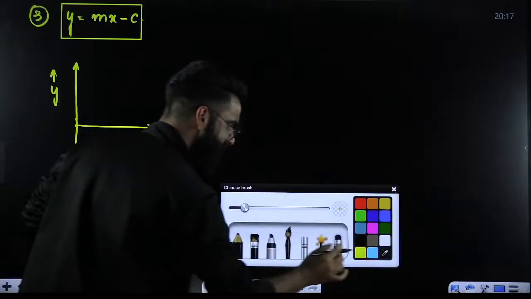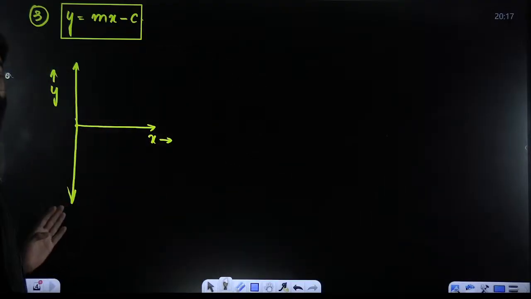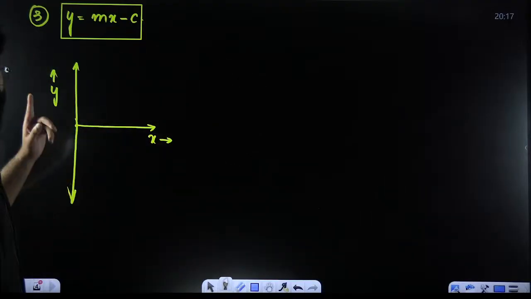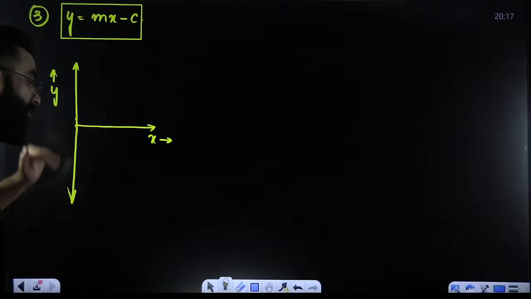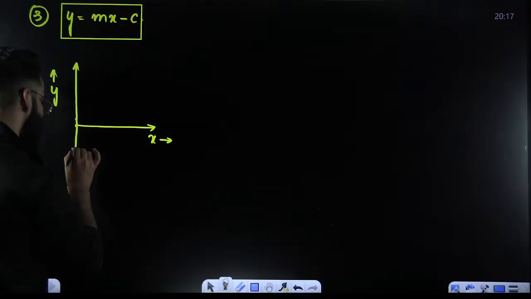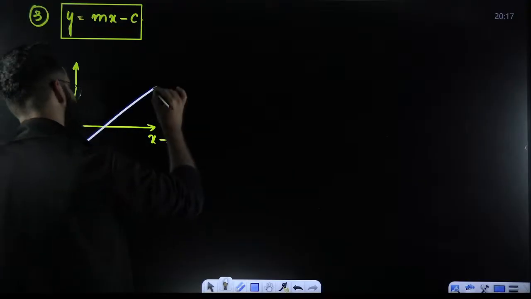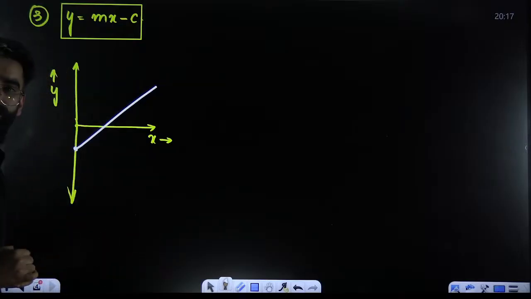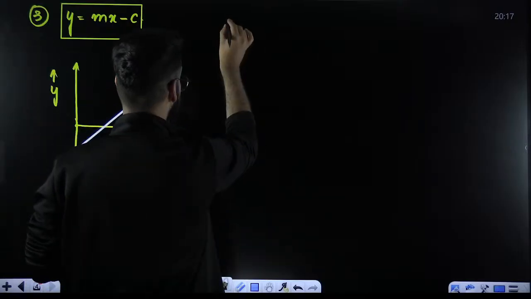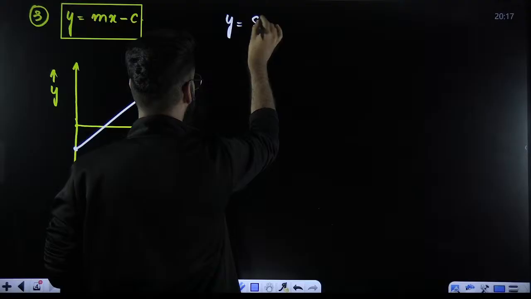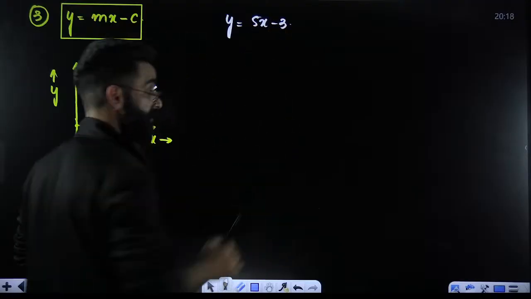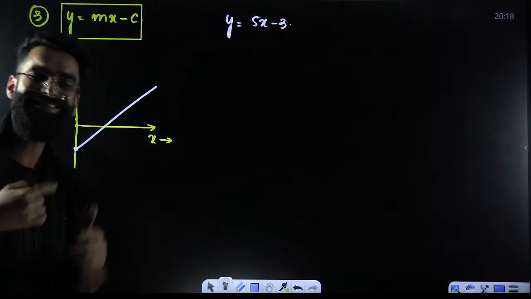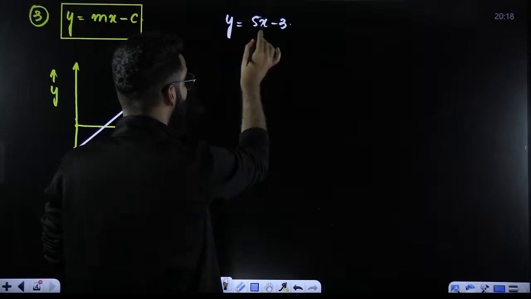Perfect. Since, first of all, the graph has to be a straight line, right? But the straight line won't be starting exactly from the origin. It will start down the origin. For example, it's starting from here. Then it's going to be a straight line like this. Okay? For example, you have got the equation y is equal to 5x minus 3, and let's say you need to plot a graph between y and x.